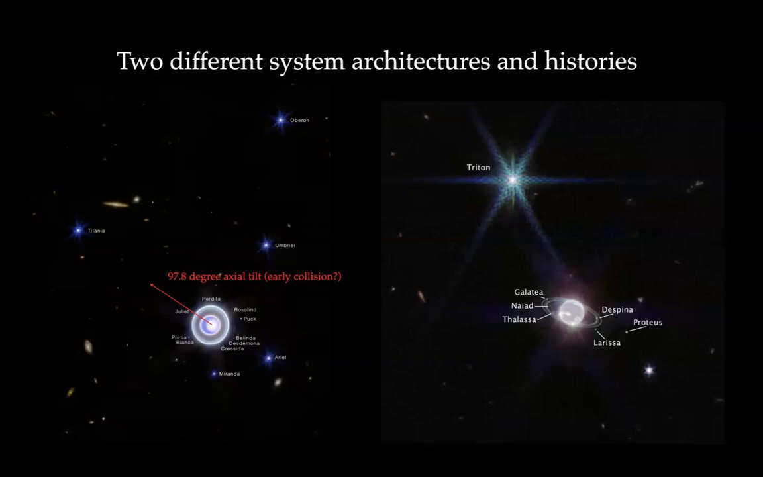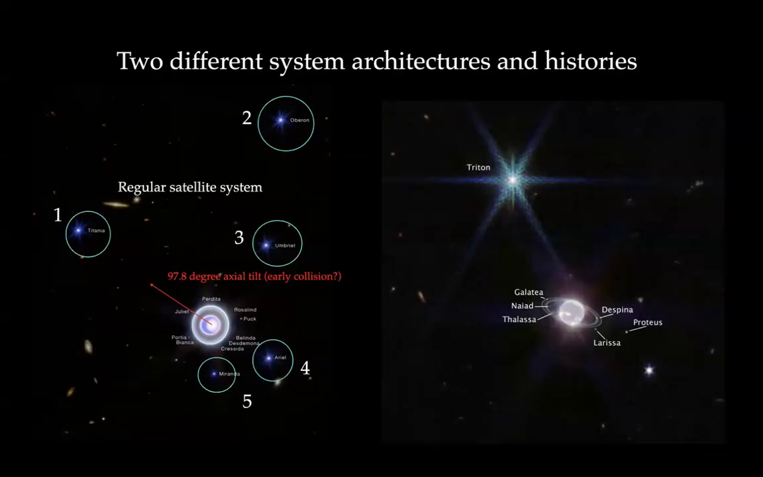What that could imply is the destruction of the original regular satellite system, and that what we're seeing here is some second, perhaps even third generation of satellites that formed out of a disk that was created subsequent to the collision with Uranus. So perhaps what we're seeing is not quite the original satellite system, and we need to keep that in mind when we're thinking about all these 13 small satellites right next to Uranus.